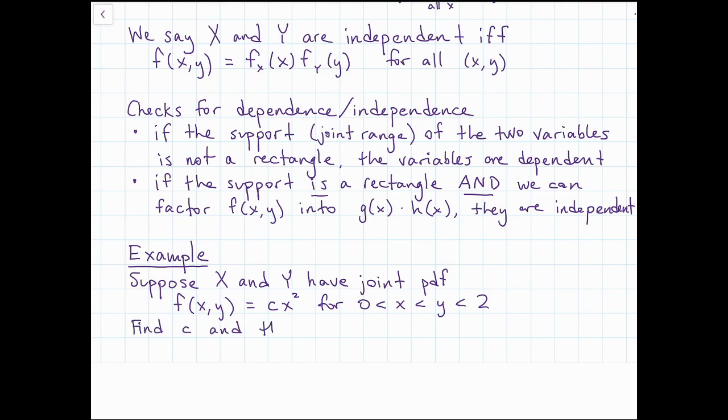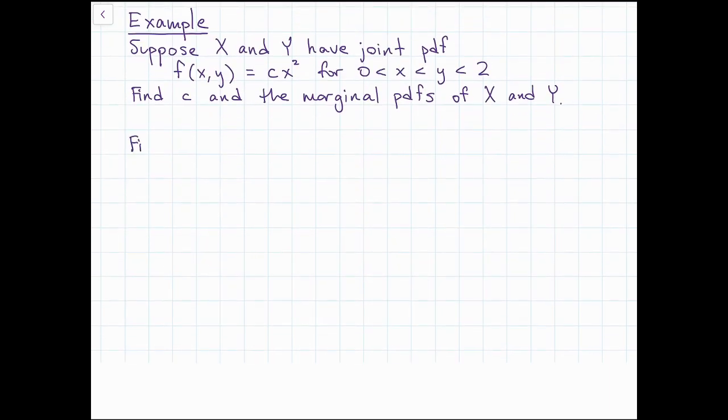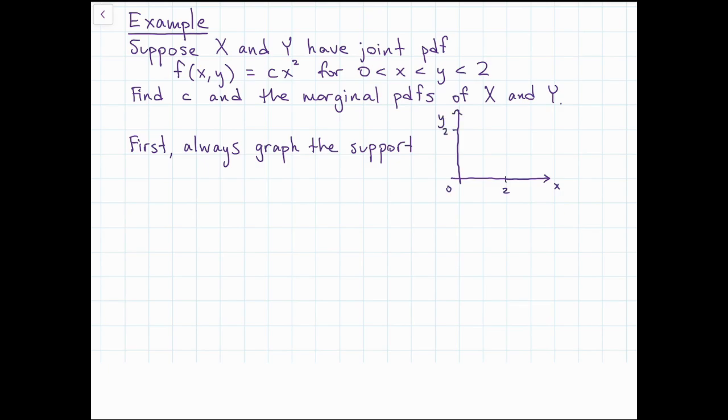What I want to do in this situation is find the value of c that makes this a valid joint PDF, as well as the marginal PDFs of x and y. Now, the first step in any joint continuous question is always to graph the support. Everything is easier if you have a graph of what the values look like. So here we have the xy plane, x and y, and I've put 0 and 2 there on both axes, and we know that x is less than y, which is less than 2.